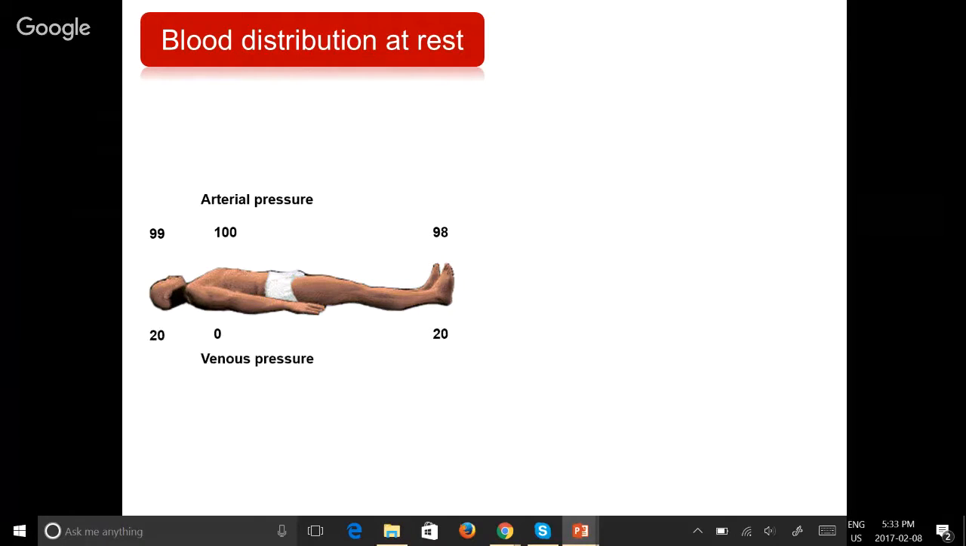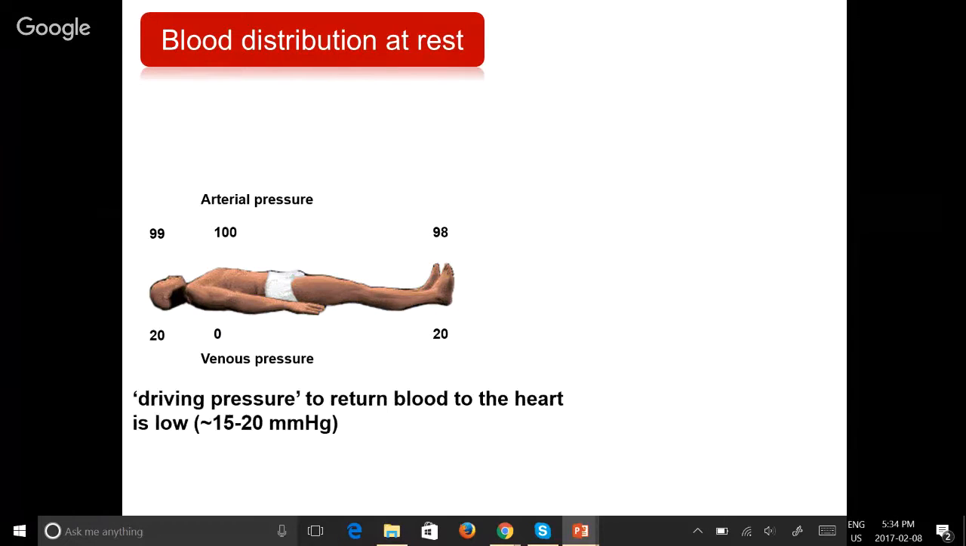If we look at the venous side, we see it's fairly evenly distributed as well. Not a huge difference, but there is a gradient, with 0 being at the heart and 20 at the head and feet. Thus, the pressure is higher away from the heart and pushing towards the heart, which is exactly what we need for return to happen. So the driving pressure is quite low in this case, roughly 15 to 20 millimeters of mercury, but that's really all we need.